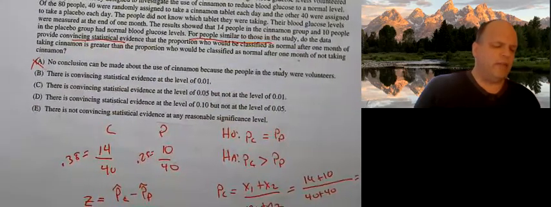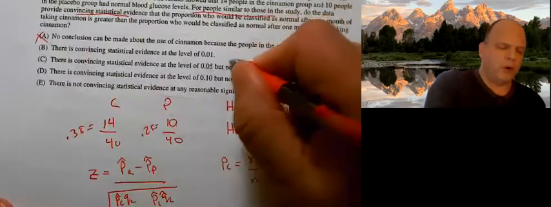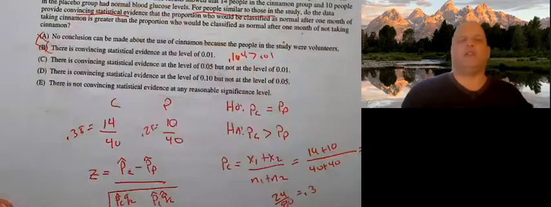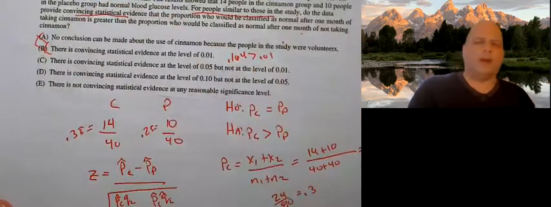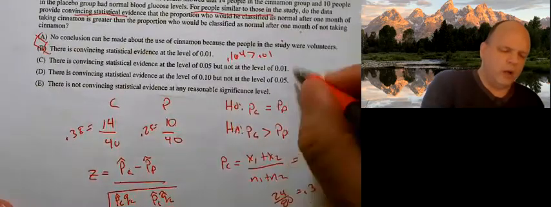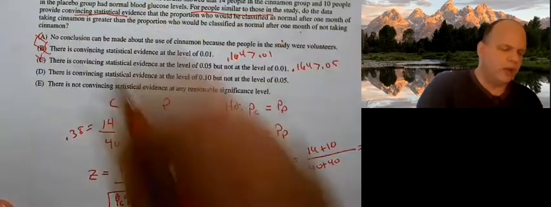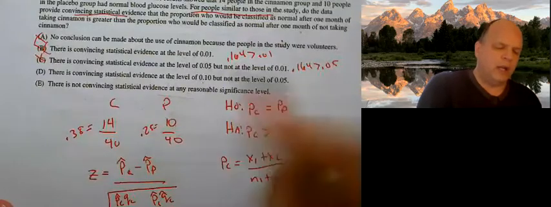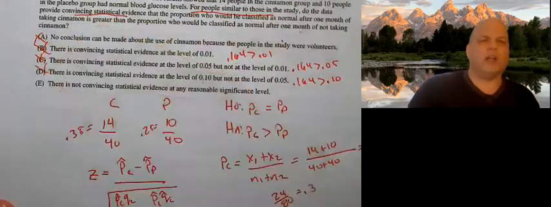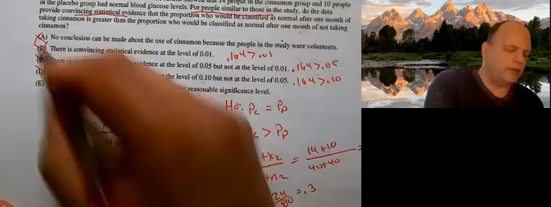There is convincing evidence at 0.01. No, our p-value was 0.164, which is greater than 0.01, so there's not convincing evidence at that level. Moving on, there's convincing evidence at 0.05? No, our 0.164 is greater than 0.05, so not convincing. There is convincing evidence at 0.1? No, 0.164 is greater than 0.10, so not convincing. There is not convincing statistical evidence at any reasonable significance level.